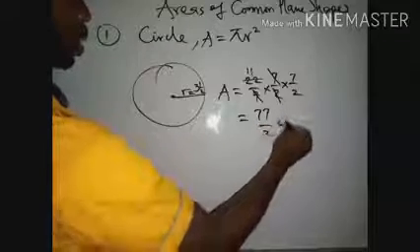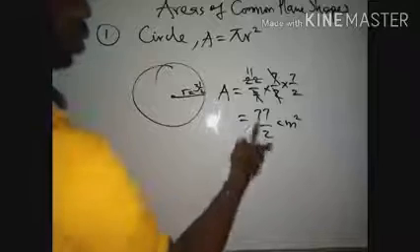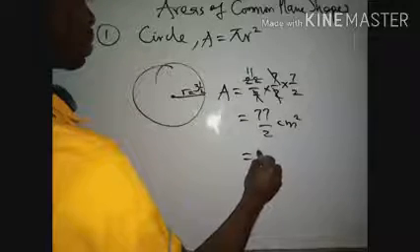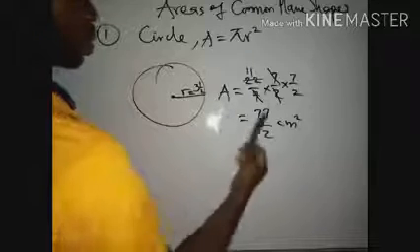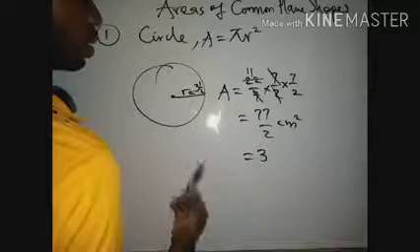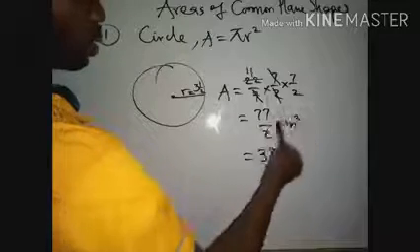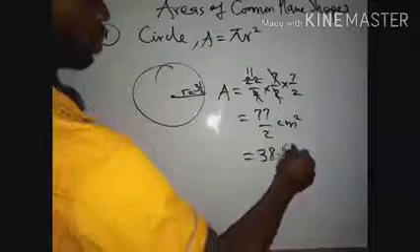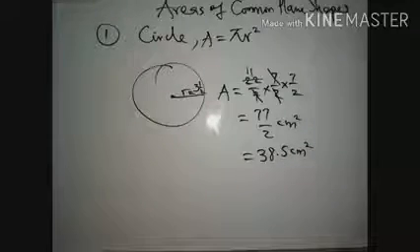So this times this will give you 77/2 centimeters square. So you can cut this one, 2, to the lowest. 2 will go here how many times? This is going to be 3. Remaining 1. 2 will go into 17 eight times. And remaining 1 again, add 0 to it, and that will be 0.5. So the answer is 38.5 centimeters square. And that is how to find the area of a circle.